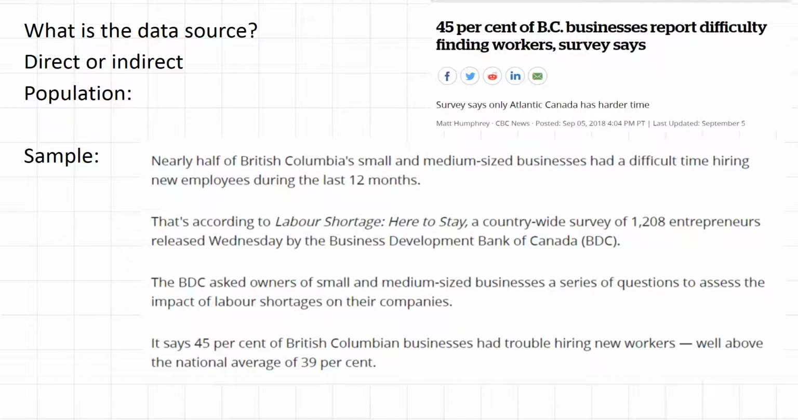Welcome back. So what is the data source? The data source is a survey, and is it direct or indirect? It is a direct survey because it is a new survey that was done just for this purpose. So it's a new survey, new data that was collected. And the population, if you look at the title, it talks about BC businesses, so the population would be all BC businesses.